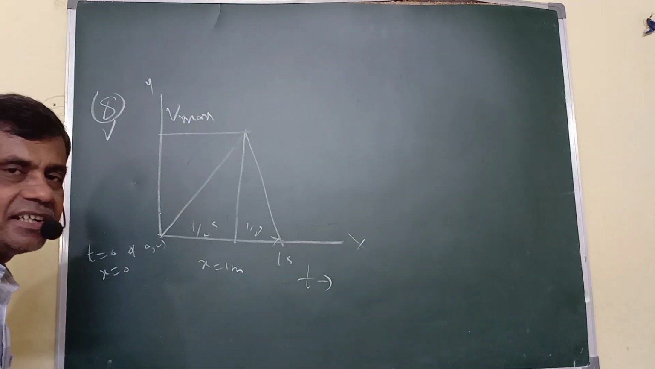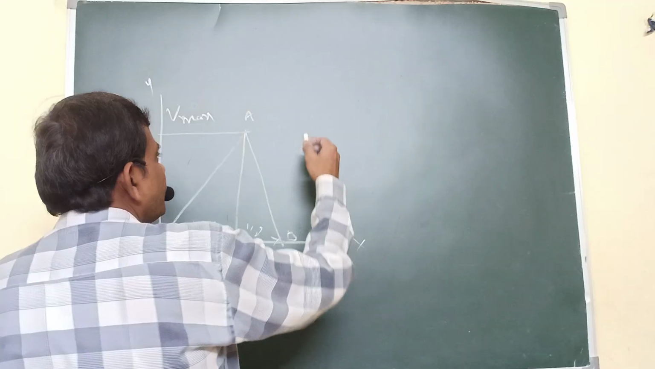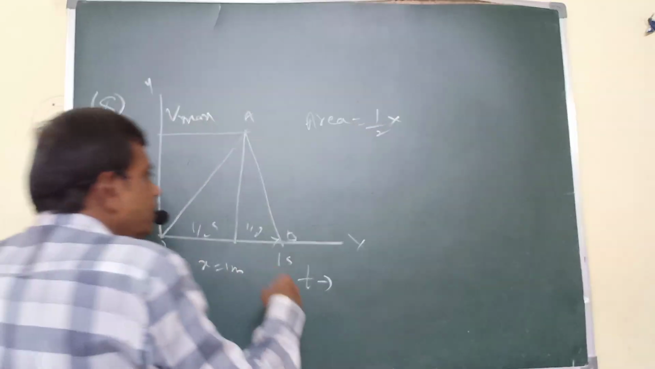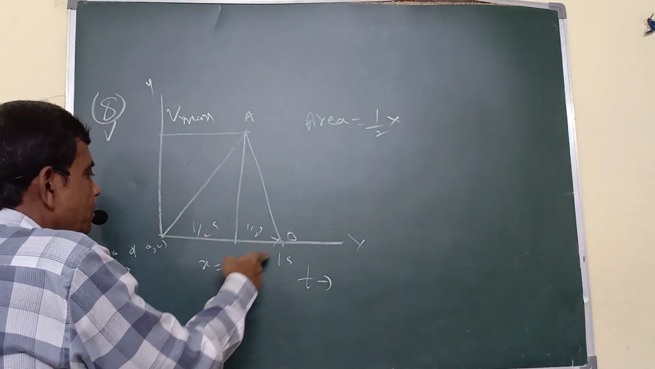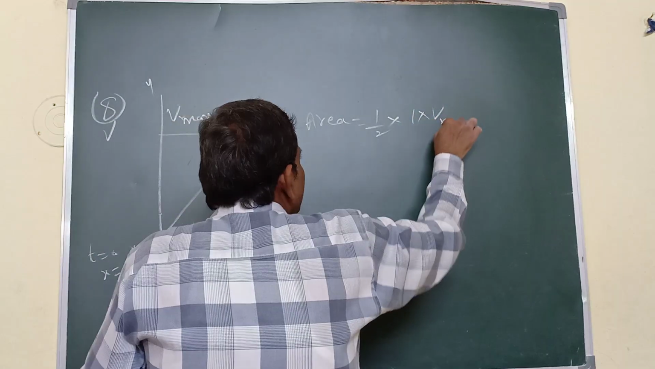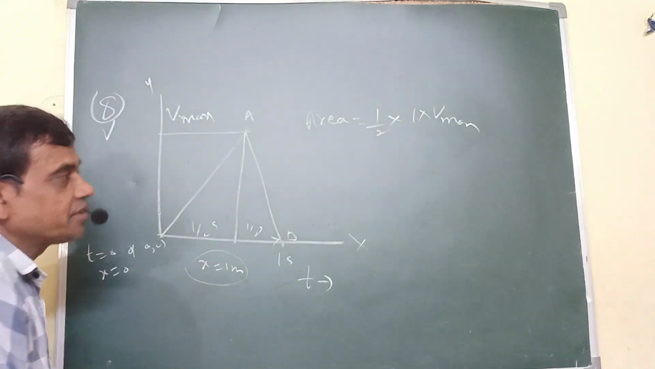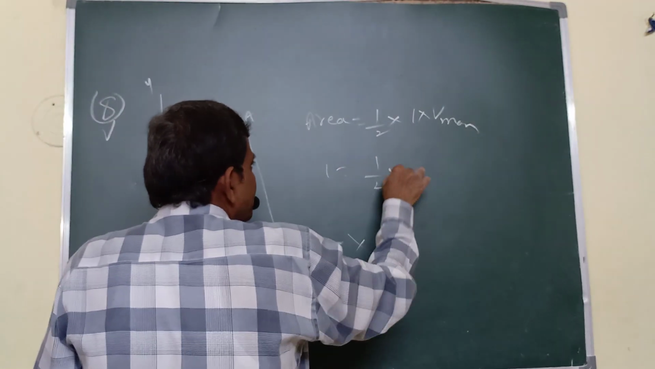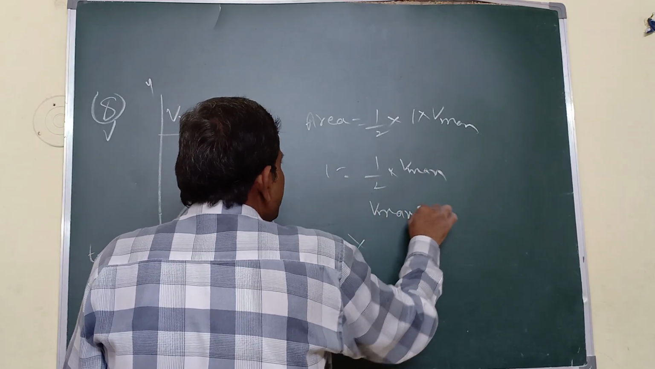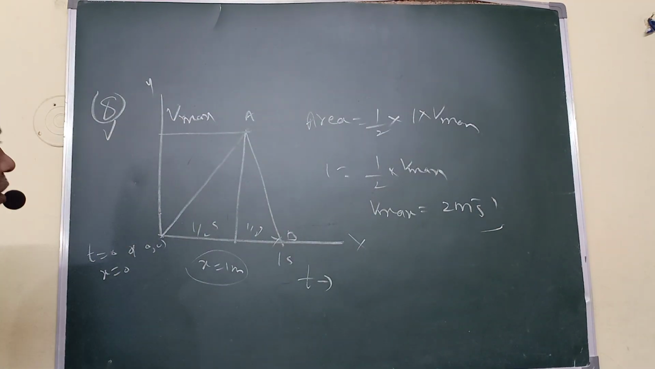Here one triangle is created. Take this point A and this point B. The area equals half into base into height. The base is 1 second and the height is V maximum. The total area is 1 meter. So 1 equals 1 by 2 into V maximum, so V maximum equals 2 meters per second.